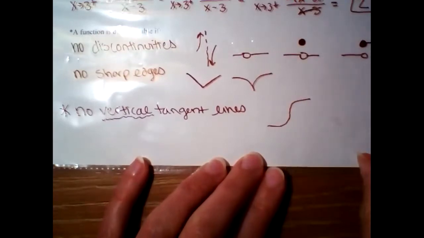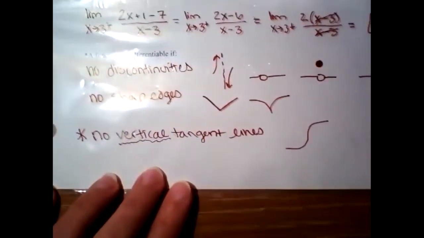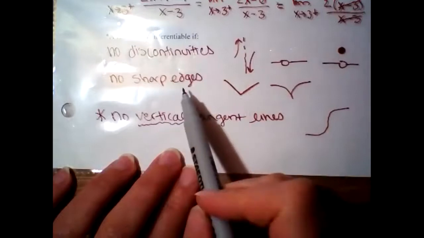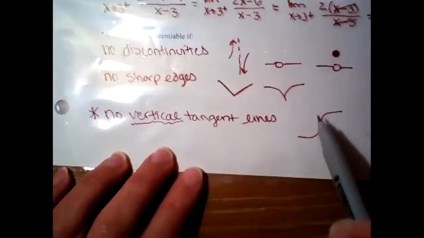So those are your rules for being differentiable. You can't have a discontinuity, you can't have a sharp edge, and you can't have a vertical tangent line.